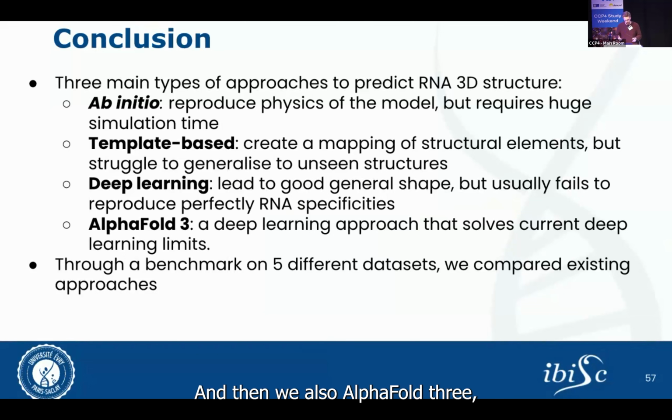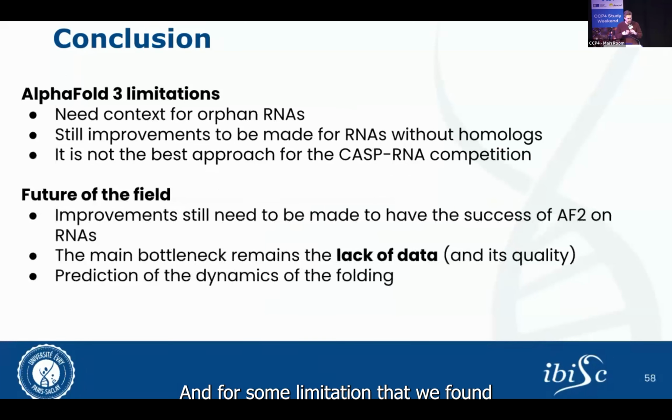specificities. And then we also have AlphaFold 3, which is a deep learning method but solves some current deep learning limits. And so we did a benchmark using 5 different data sets to compare what exists. And for some limitations that we found for AlphaFold 3, for instance, there is a need of context for orphan RNA. And there is still improvement to be made for RNA without homologue, which is the case for some RNA in the Casp-RNA competition.